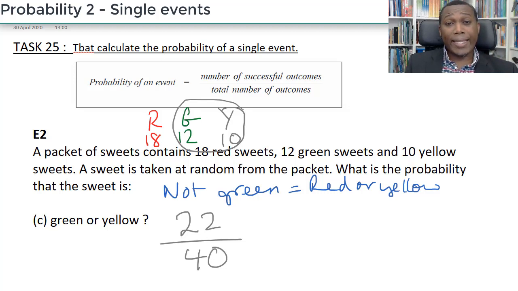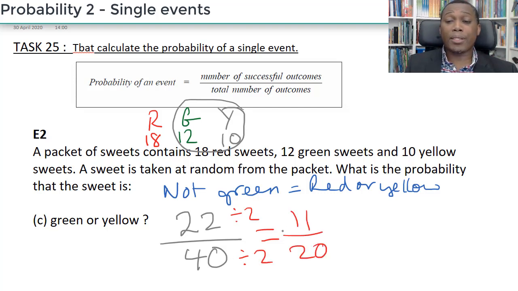Can we simplify? Yes. Do we have to? No. So smile. You can move on if this was just your answer. I'm going to divide by 2 because they're both even numbers. I'm going to get 11 on 20, and I'll stop because 11 and 20 have no common factor. So that is your answer to part C.